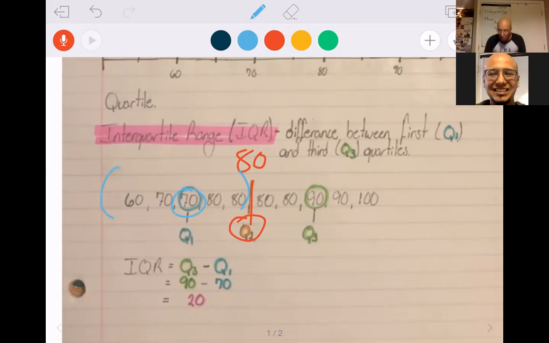And now let me find my upper median, which is going to be 90. That is the number right in the middle, and so that is my Q3. So again, I'm looking for the interquartile range, which we've abbreviated IQR. Remember, that's the difference between Q3 and Q1. So literally all I'm going to do is subtract.